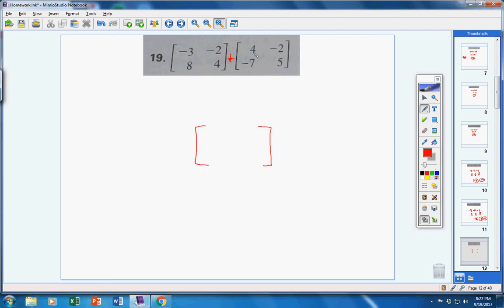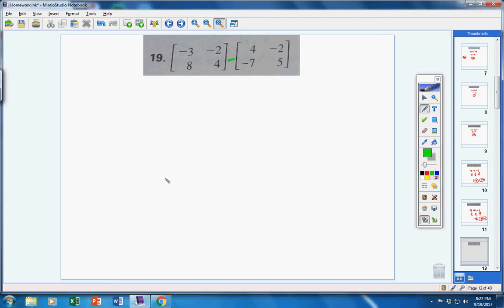Negative 3 plus a positive 4, positive 1. Negative 2 plus a negative 2, that's negative 4. 8 plus a negative 7 is a positive 1. 4 plus 5 is 9. And there's your answer. Now, if we subtract these two matrices, here's what you would get.